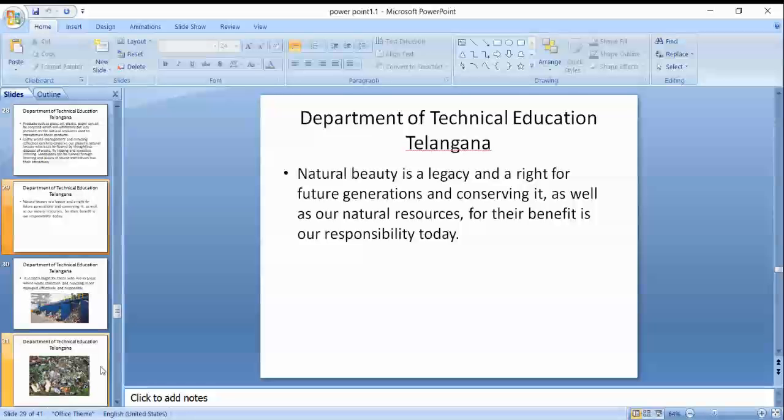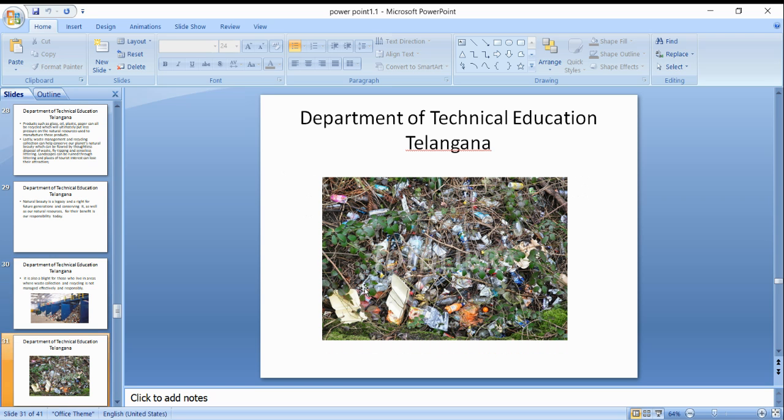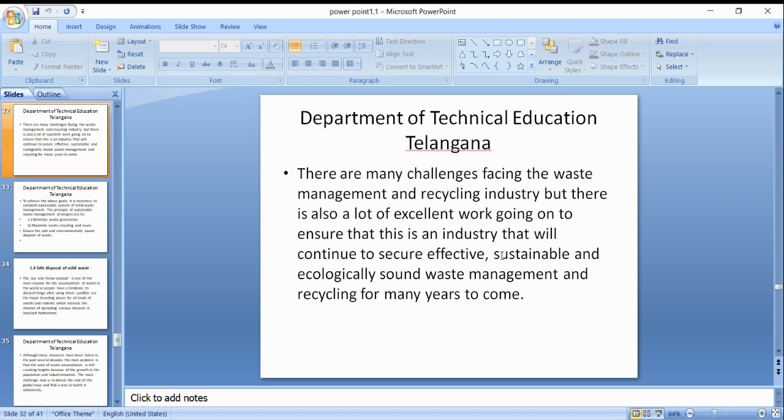So it's about natural beauty. If we control waste management, then future generations will also have a good future, and they will also enjoy the natural resources because of the present benefit of this. So we will be segregating. People live in areas where waste collection and recycling is not managed effectively and responsibly. If we dump waste like this, all the waste is dumped here, and it will pollute the surroundings.